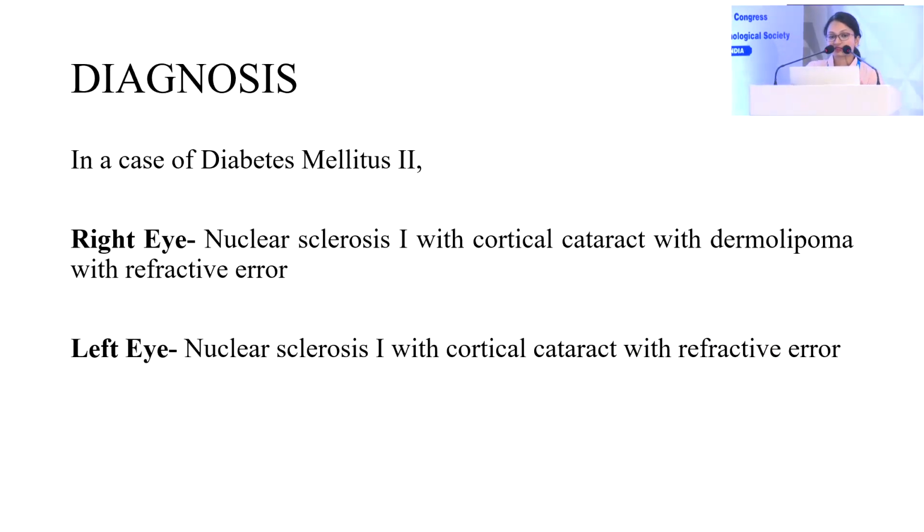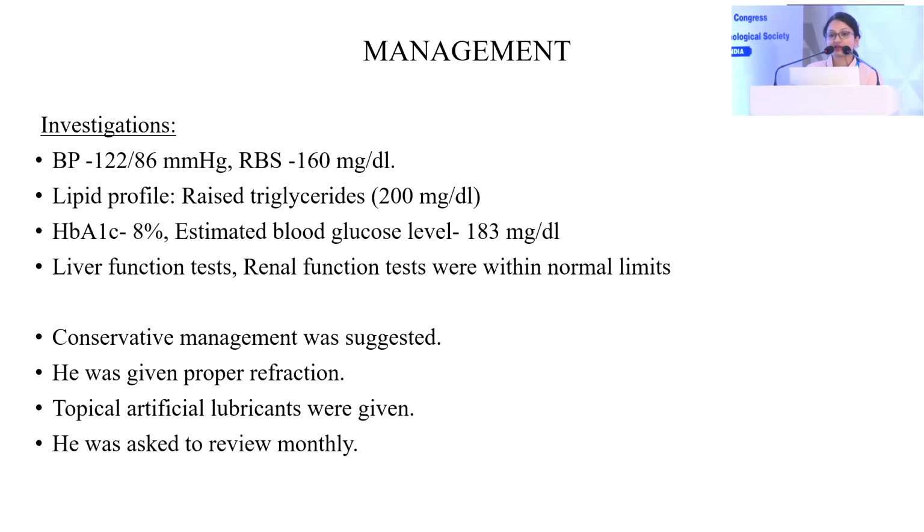So the diagnosis of the patient was a case of diabetes mellitus type 2. It was a refractive error with dermolipoma in the right eye, and left eye was nucleus sclerosis grade 1 with cortical cataract with refractive error. Management of the patient included the investigations and the management. The systemic investigations were done. So basically, we did the conservative management of the patient with proper refraction and lubricants, and he was asked to review.